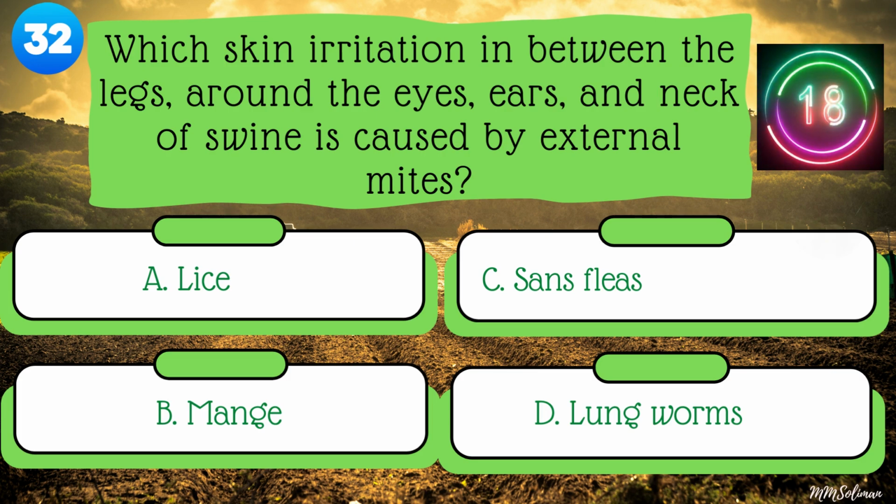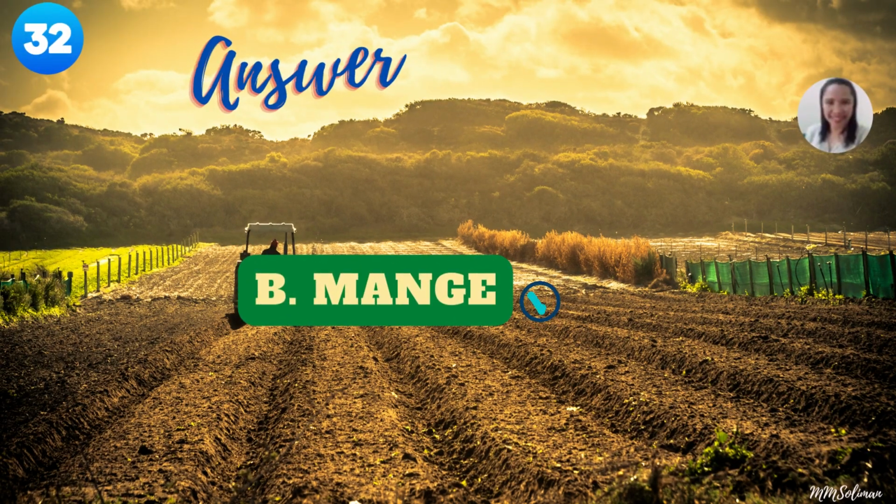Which skin irritation in between the legs, around the eyes, ears, and neck of swine is caused by external mites? A. Lice. B. Mange. C. Sandfleas. D. Lungworms. The answer is letter B. Mange. Mange is a skin disease of mammals caused by parasitic mites and occasionally communicable to humans. It typically causes severe itching, hair loss, and the formation of scabs and lesions.